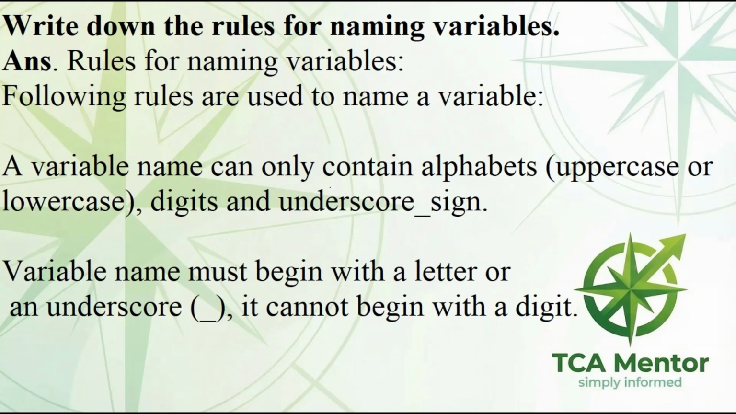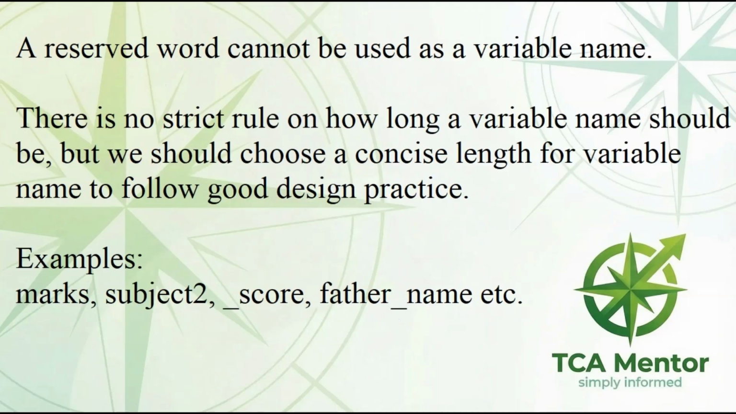Write down the rules for naming variables. ANS. Rules for naming variables. Following rules are used to name a variable. A variable name can only contain alphabets, uppercase or lowercase, digits and underscore sign. Variable name must begin with a letter or an underscore symbol. It cannot begin with a digit. A reserved word cannot be used as a variable name.